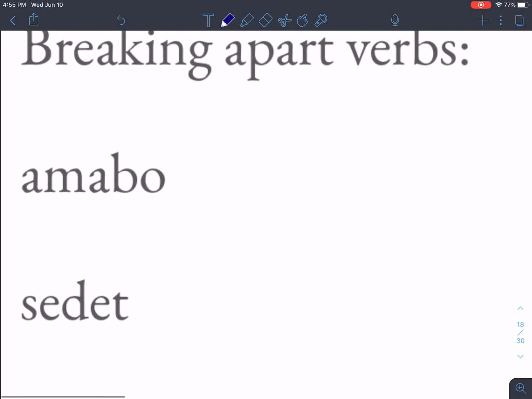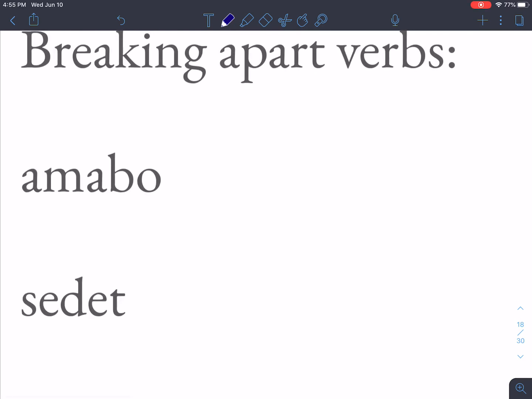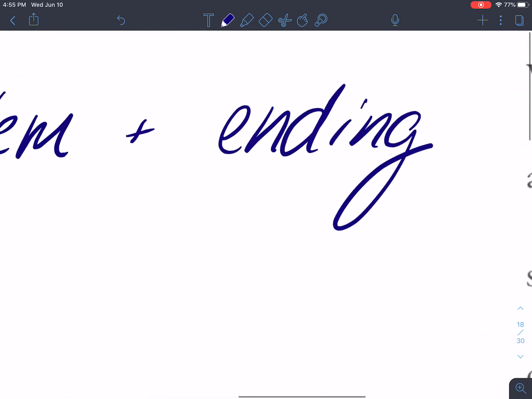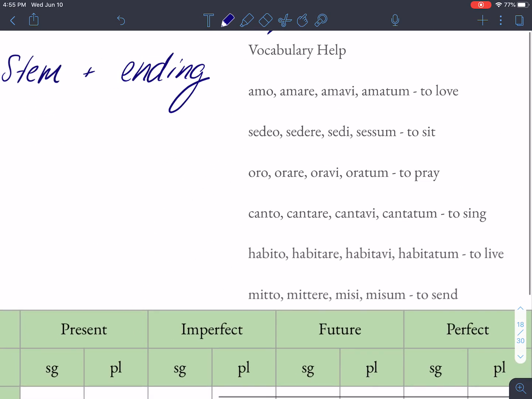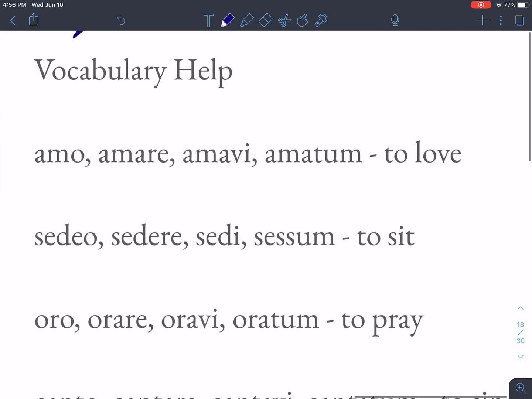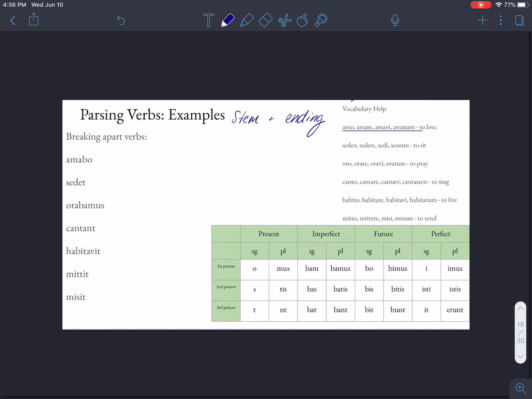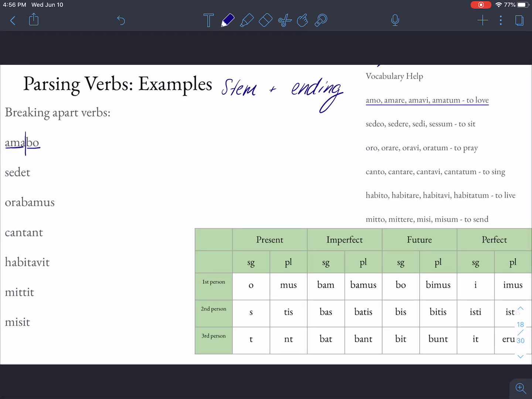Okay, so amabo. I'm going to draw a line down here so you can see. The stem is ama, and the ending is bo. So let's figure out where those come from. Ama comes from amo, amare, amavi, amatum, to love. But the ending is bo.